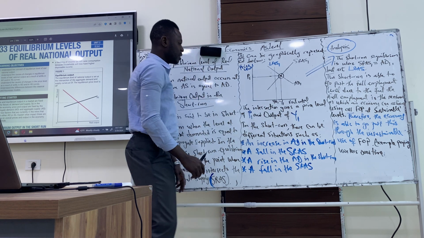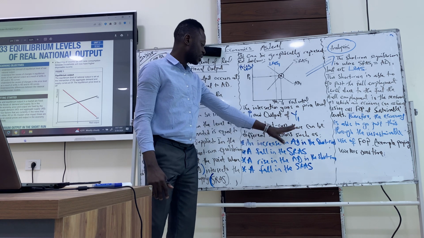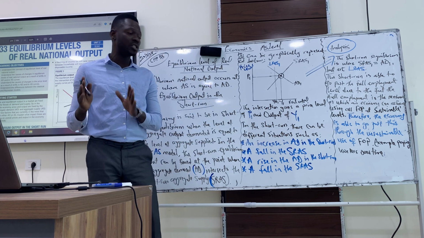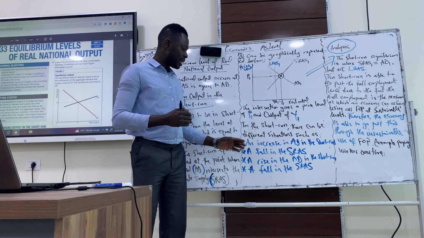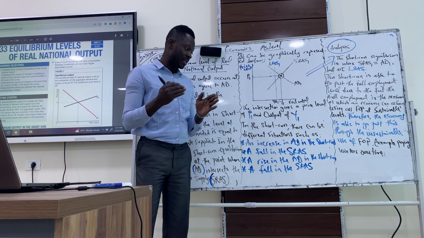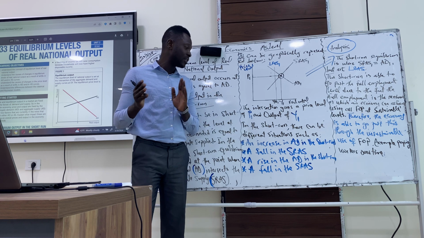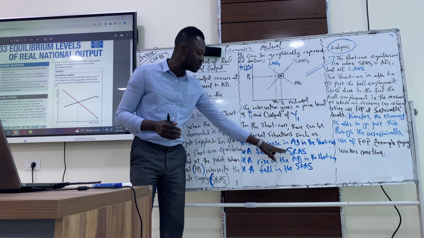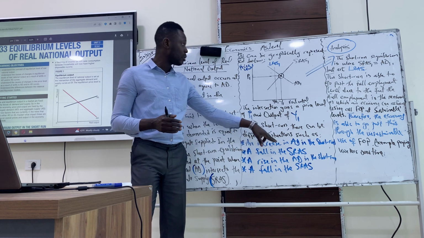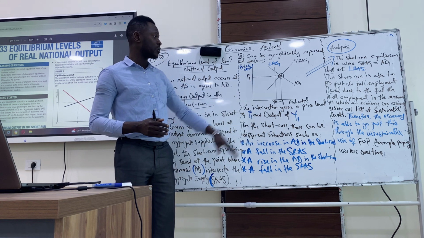That's about that. So in the short run, we can have different situations. We can have an increase in the AD in the short run, which is aggregate demand. We can have a fall in the short run aggregate supply. We can have a rise in the AD in the short run, and we can have a fall in the short run aggregate supply. So these are different situations that might occur during the equilibrium short run level of output.